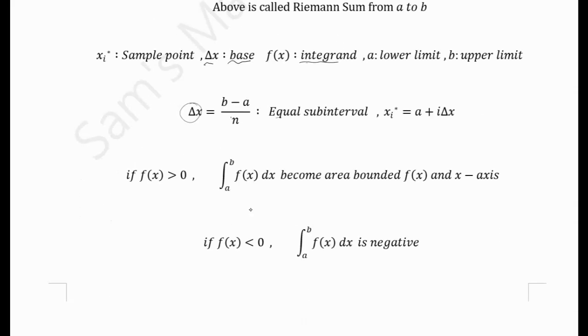If the function f(x) is positive, the integration from a to b of f(x) dx, this expression called the definite integral, becomes the area bounded by f(x) and the x-axis. If f(x) is negative, then this definite integral is also negative.